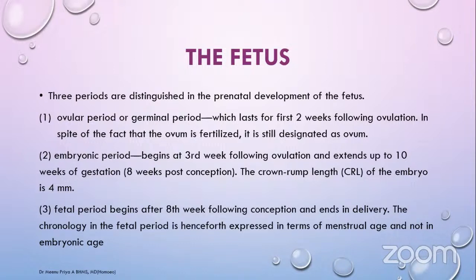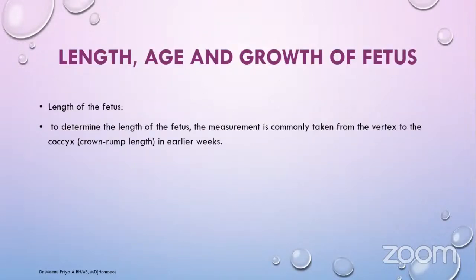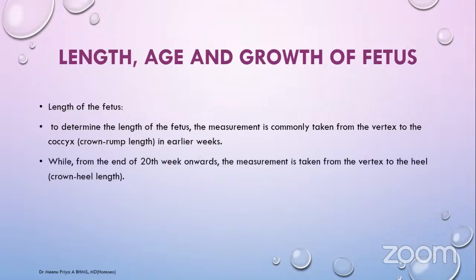So the chronology in the fetal period is henceforth expressed in terms of menstrual age and not in embryonic age, because the age of fetus is mentioned in weeks, based on how many weeks the mother has skipped the menses. Length, age and growth of fetus. To determine the length of fetus, the measurement is commonly taken from the vertex to the coccyx, that is crown rump length, not till the legs. It is wrong. So vertex to the coccyx is crown rump length in earlier weeks, while from the end of 20th week onwards, the measurement is taken from vertex to heel, that is crown heel length.